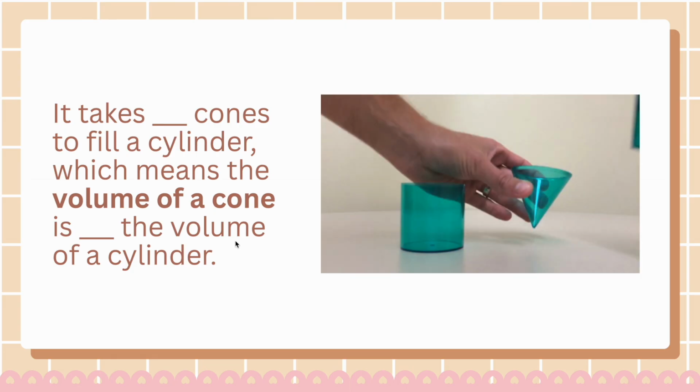So from the video, we can see that it takes 3 cones to fill a cylinder, which means the volume of a cone is 1/3 the volume of a cylinder. So if I take the volume of a cylinder, which we learned in our previous video was pi r squared h, and divide this by 3, that's going to be the volume of our cone. Or another way that we can write it is 1/3 times pi r squared times h. So this is the formula that we'll be using in this video.